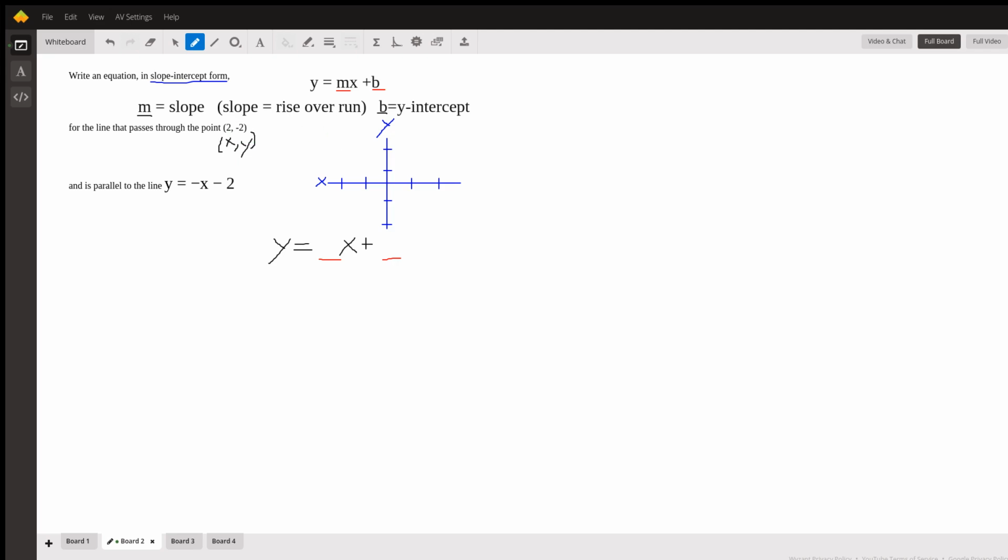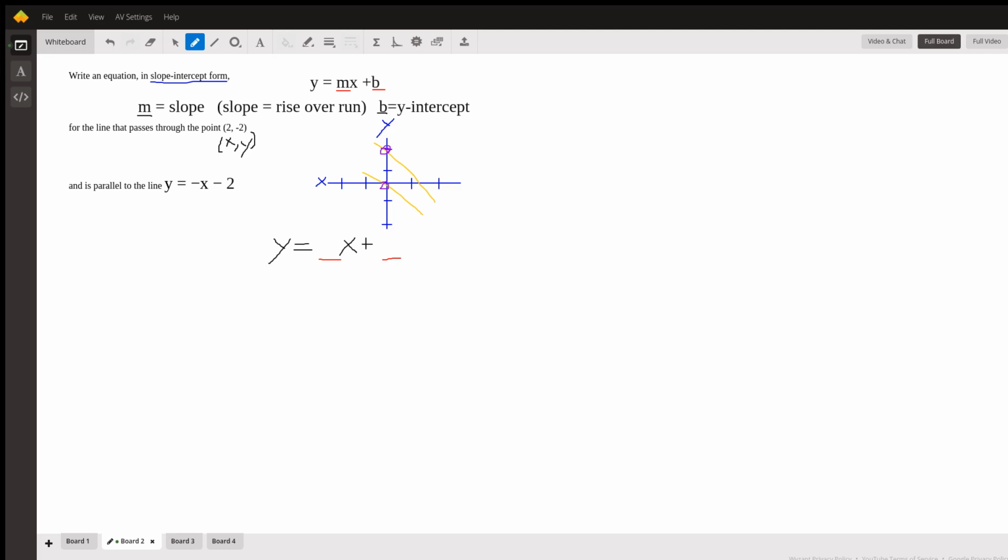Then we're going to look at the b. The b is where you're running into the y-axis. So if we were to draw an example of that, we have an interaction with the y-axis right here and right here. That's just where those lines are crossing the axis designated as the y-axis, up and down. Okay, so that's our first part of the question. Let's go to the second part.